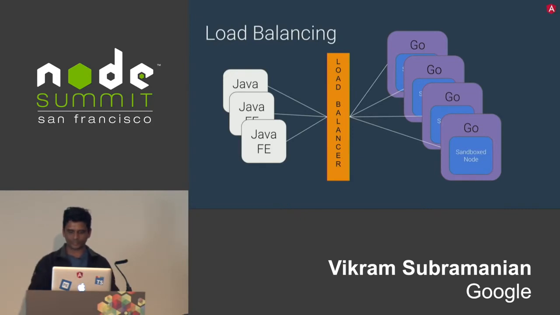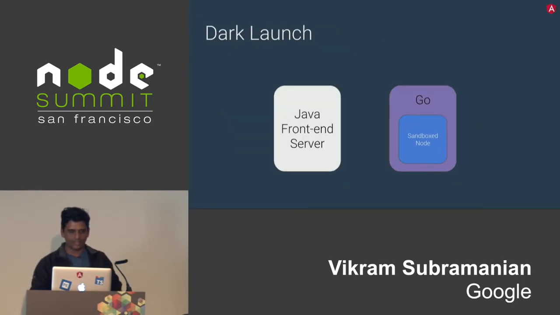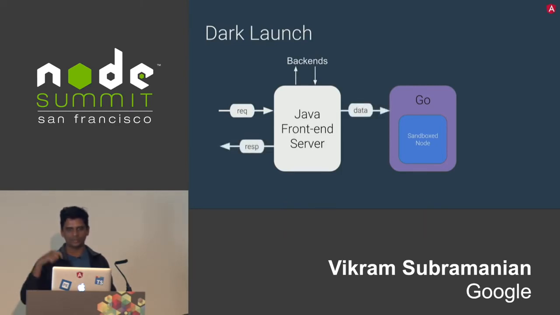So having that, we did something called the dark launch. What this meant is essentially we deployed this thing to production, like the actual production environment. Whenever a request came in, it still did the query to the backends and sent the request to the Go process, but at the same time the Java server would behave as if server-side rendering wasn't turned on, right?